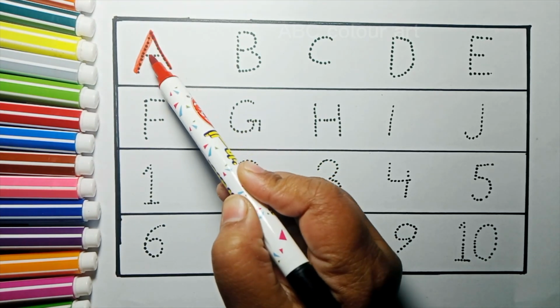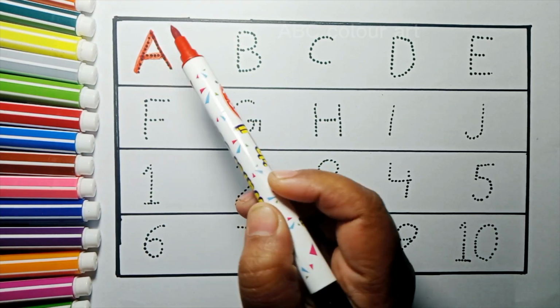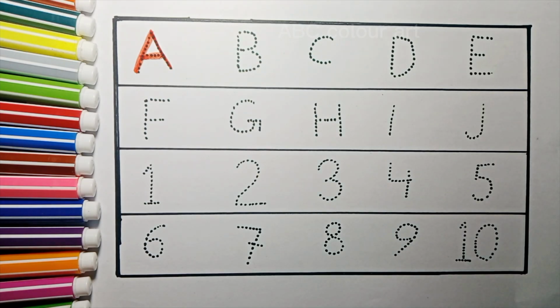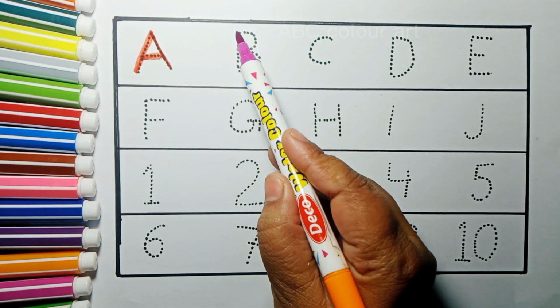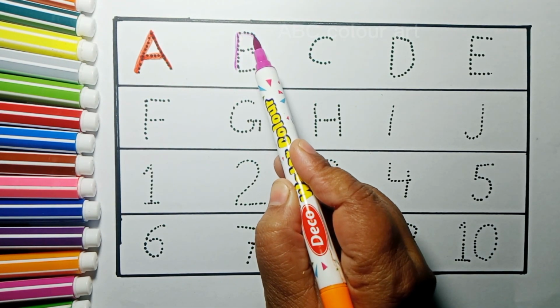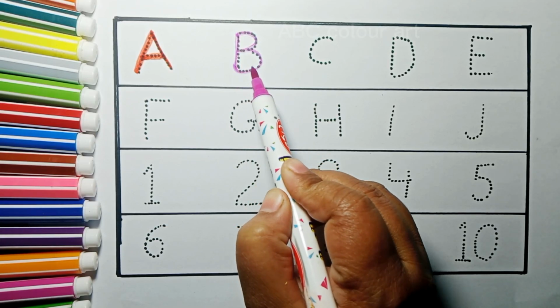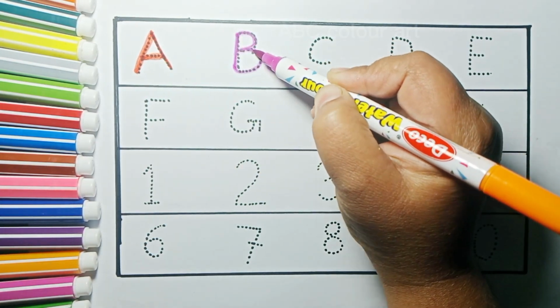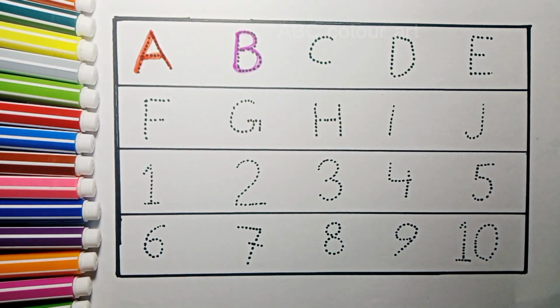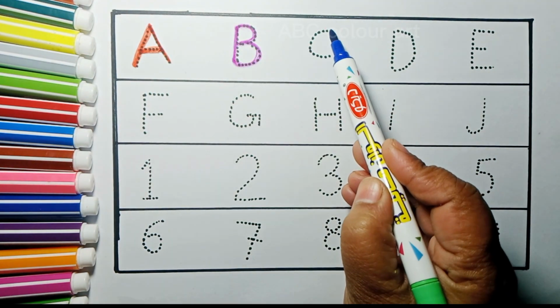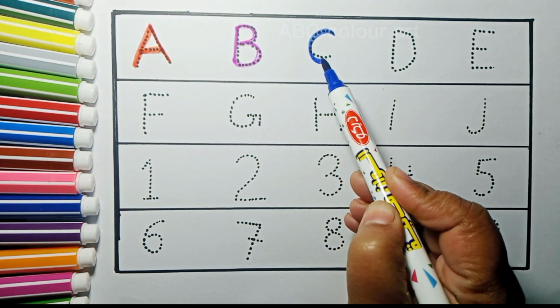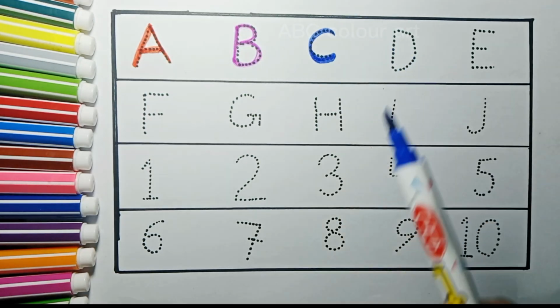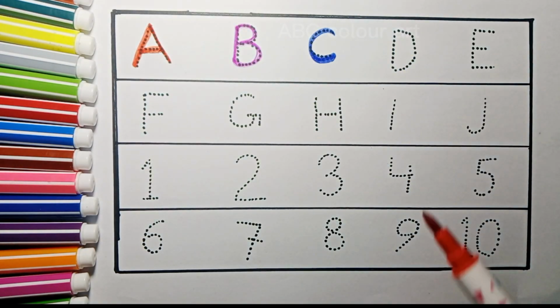Capital A. A for alligator, pink color, purple color. B. B for butterfly. C. C for coat.